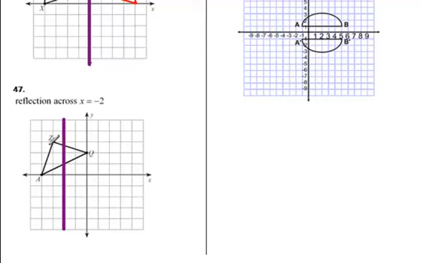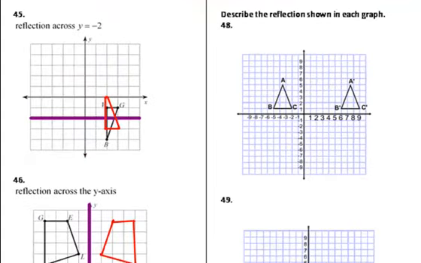So C is 1 away on the left, so it's got to be 1 away on the right. Q is 2 on the right, so it's got to be 2 on the left. A is 2 away on the left, so it's got to be 2 away on the right. Go ahead and connect your points. And you again have an overlapping image.